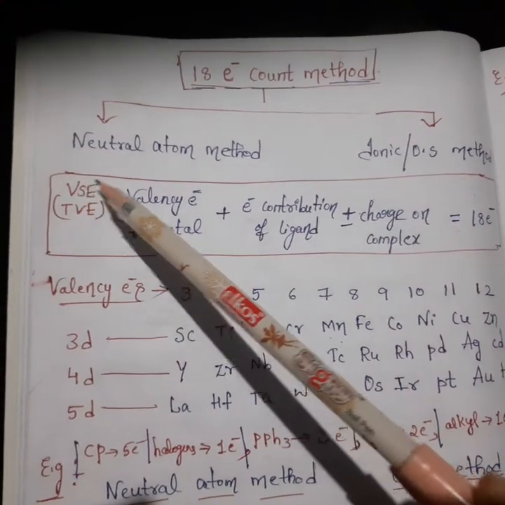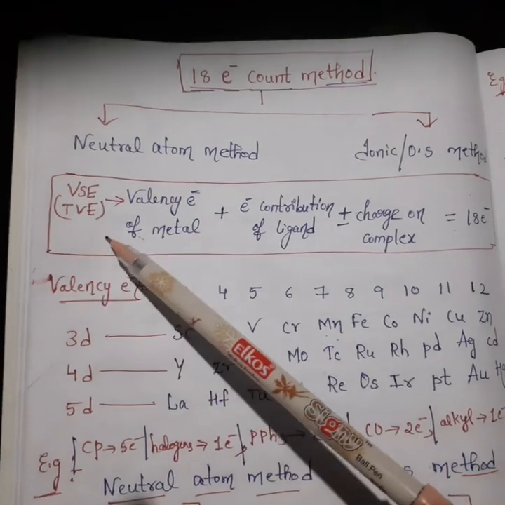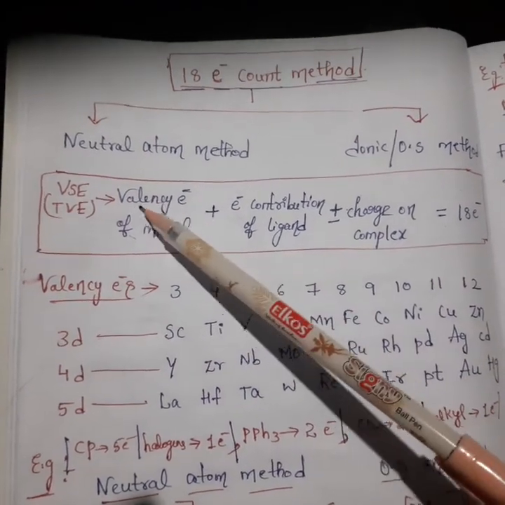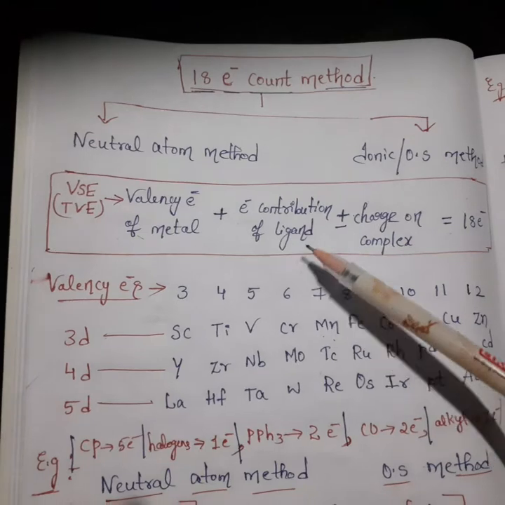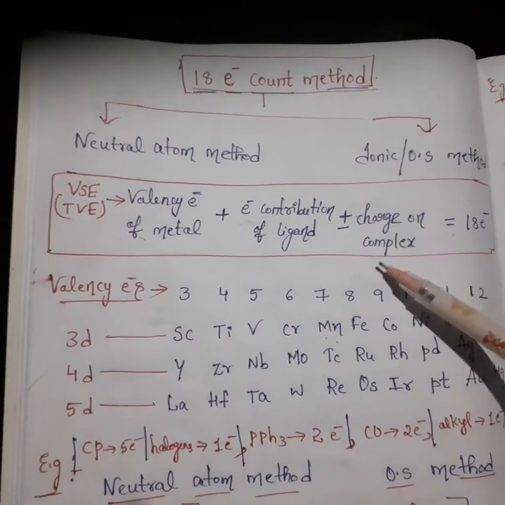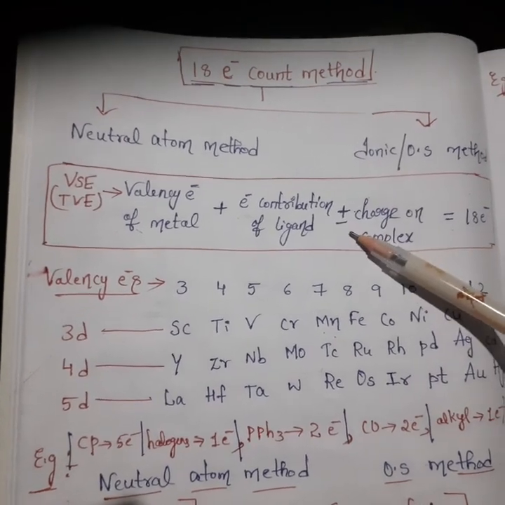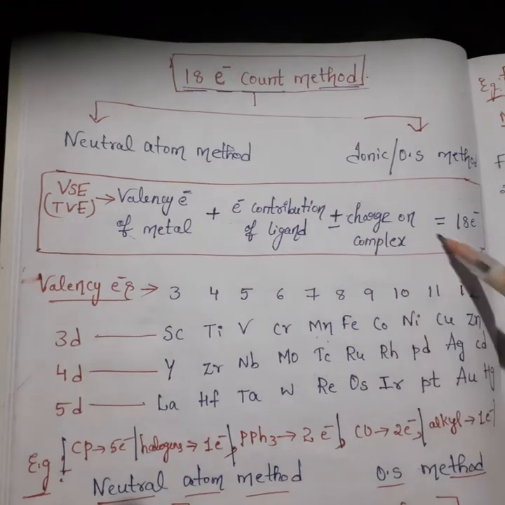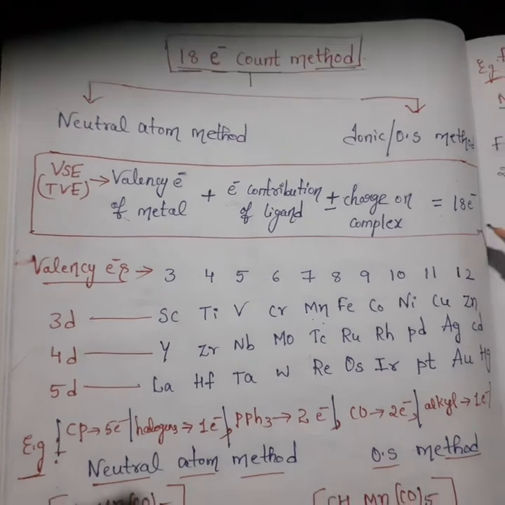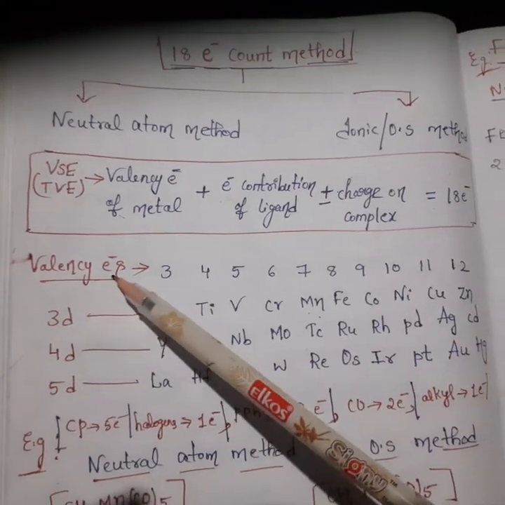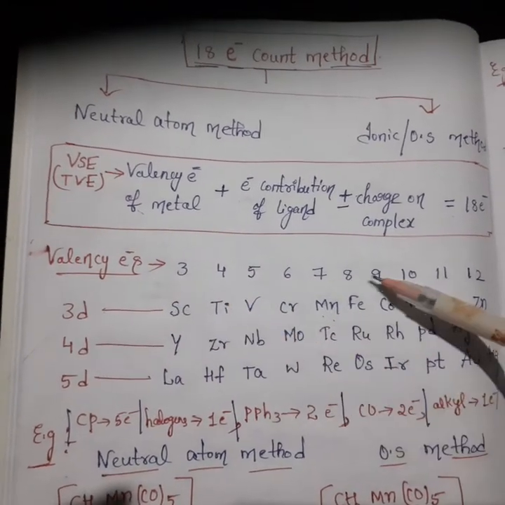See, valency shell electrons or total valency electrons. To find the total valency electrons we have to use this: valency electrons of metal plus electron contribution of ligand, plus or minus charge on metal, meaning depending upon the charge we may add or subtract that particular charge. The sum of these three must be equal to 18, then only that particular complex is said to be stable. So we should know the valency electrons for this. This is actually the important thing for us.